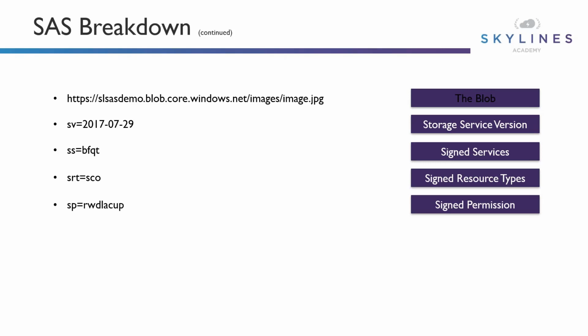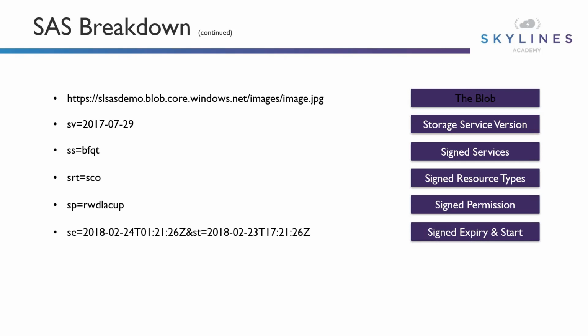And then we have the signed permissions. Not all of these apply to everything, because things like append and update apply to different services. But read, write, delete, list, append. I'll have to pull up the document for the other ones that are on there. But that's saying these are the permissions that you have against that particular blob or container, depending on what we're giving out.